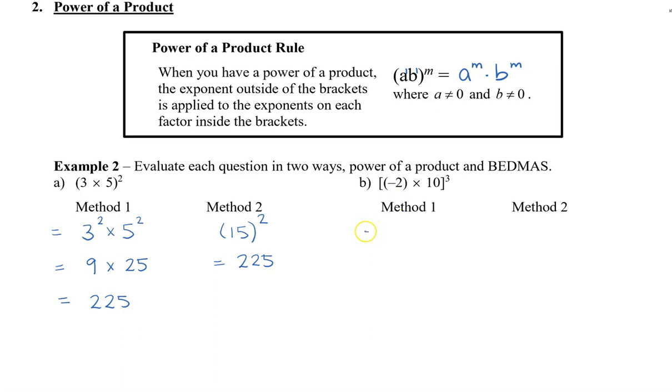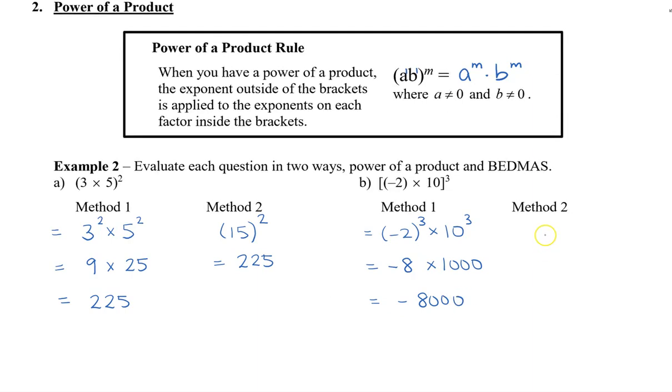So here we have -2 times 10, all to the power of 3. So applying the exponent 3 to both the base -2 and the base 10, now we have negative 2 cubed, which is negative 2 times negative 2 times negative 2. So that is negative 8, times 10 cubed, which is 10 times 10 times 10, which is 1,000. So now we get negative 8,000.